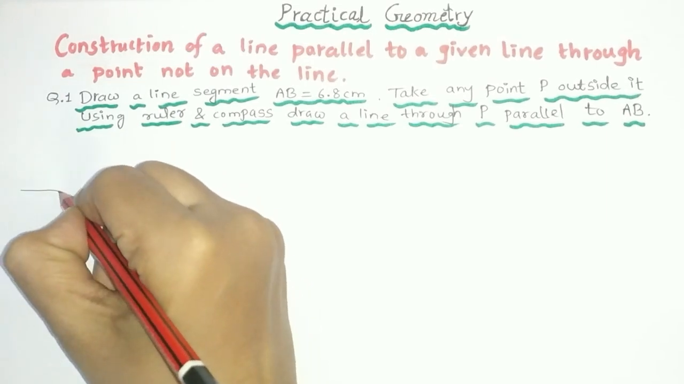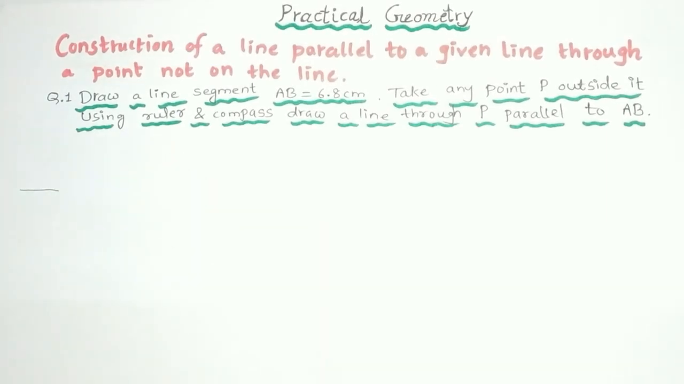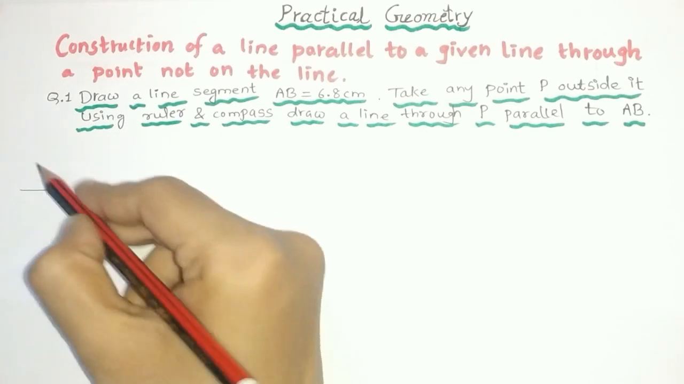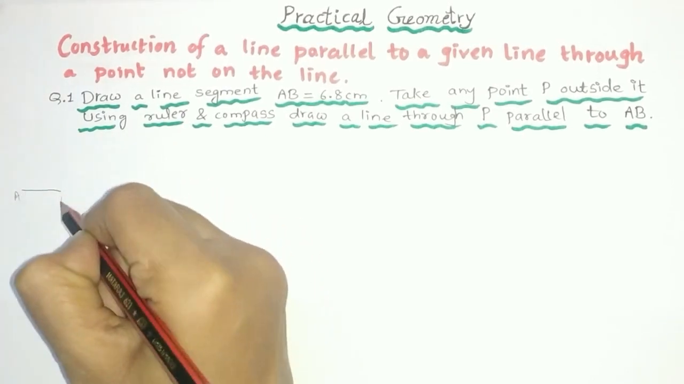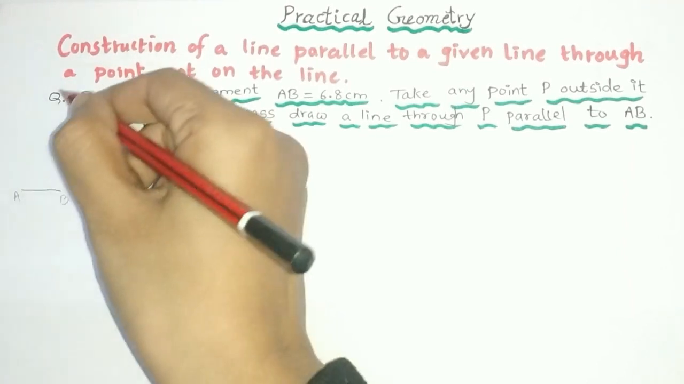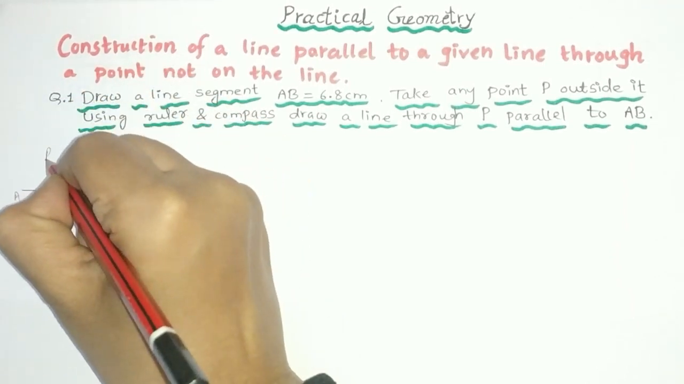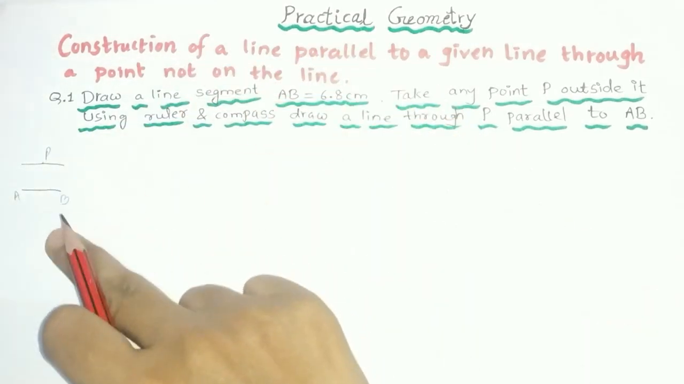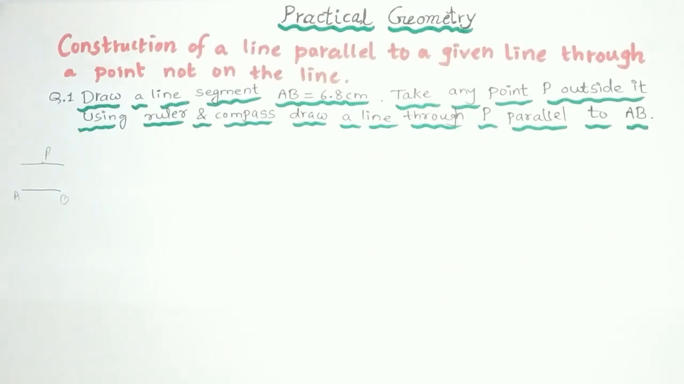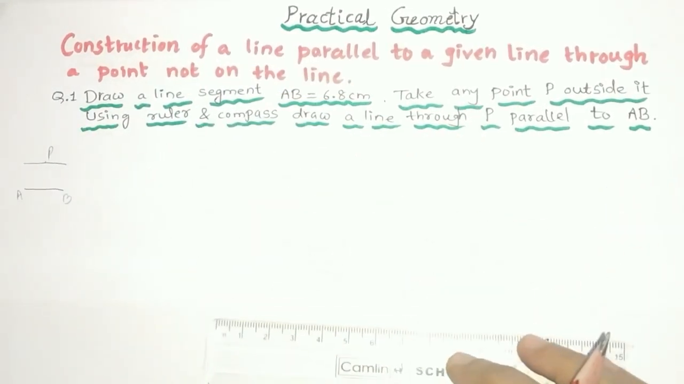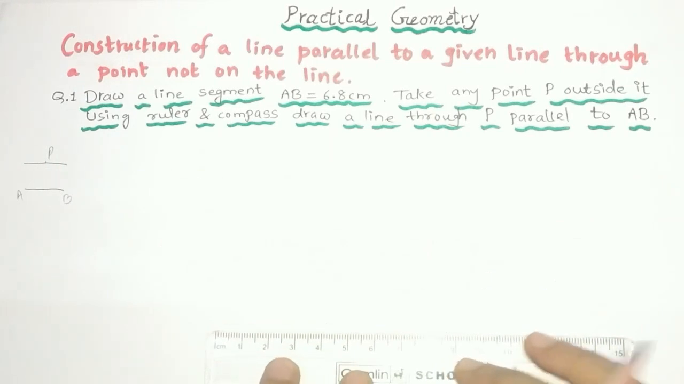We have to draw one line AB, and then on this line segment we have drawn, we want to take any point P outside it, somewhere. Suppose this is the line segment AB and this is P. So through this P we want to draw one more line which is going to be parallel to it. So let's start the actual construction. You have to use a ruler and draw a line segment of 6.8.